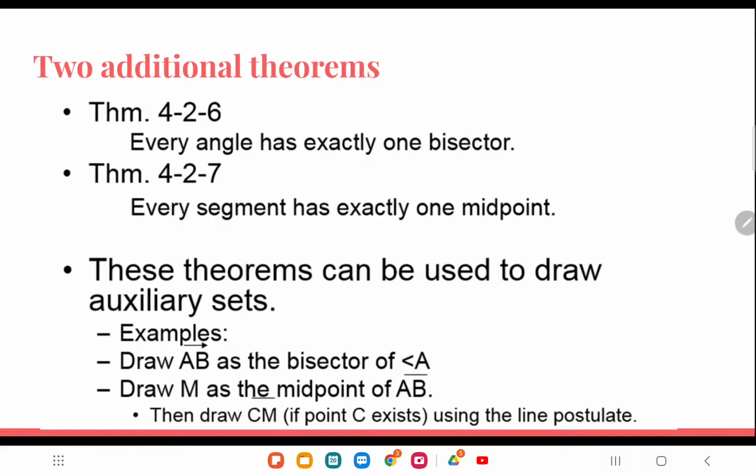2 additional theorems here. Every angle has exactly 1 bisector, and every segment has exactly 1 midpoint. We can use this to draw auxiliary sets, which can help us in proofs later in the chapter.